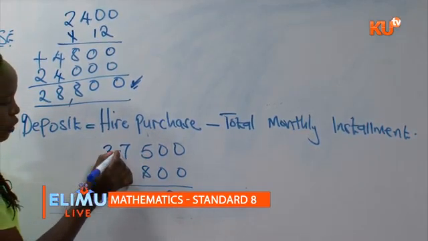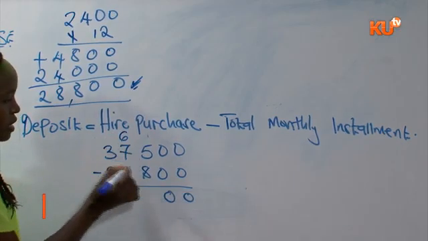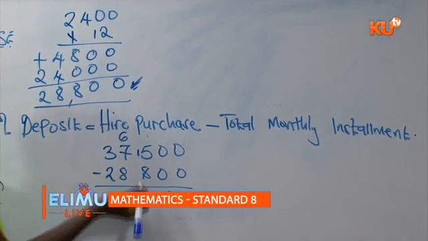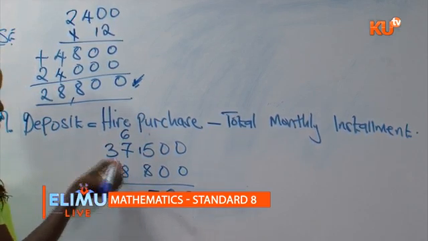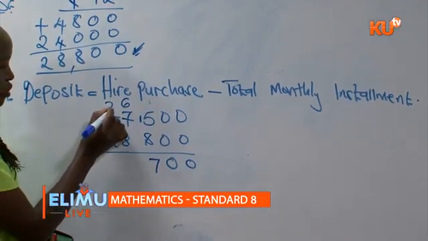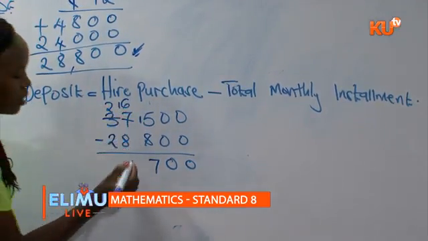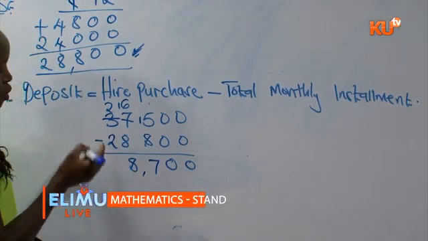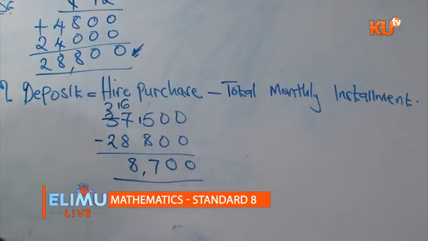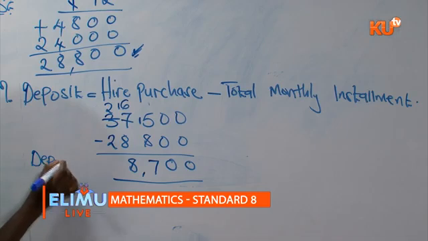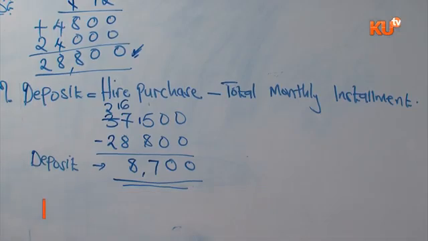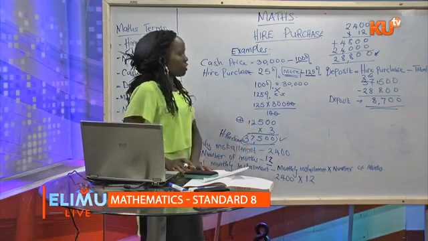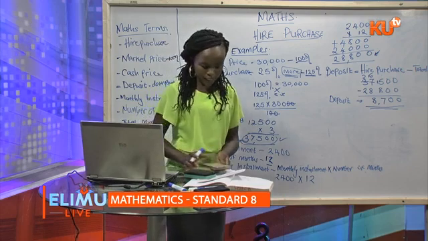5 minus 8, impossible. We borrow 1 from 7, we remain with 6. We bring it here, we have 15 now. 15 take away 8 is 7. 6 minus 8, it is impossible. We borrow 1 from 3, we remain with 2. I have a 16 now. 16 minus 8 is 8. 2 minus 2 is 0. I have 8,700. 8,700 was now the deposit, and that's what the question wants us to get. The question is asking about the deposit. So the deposit was 8,700.